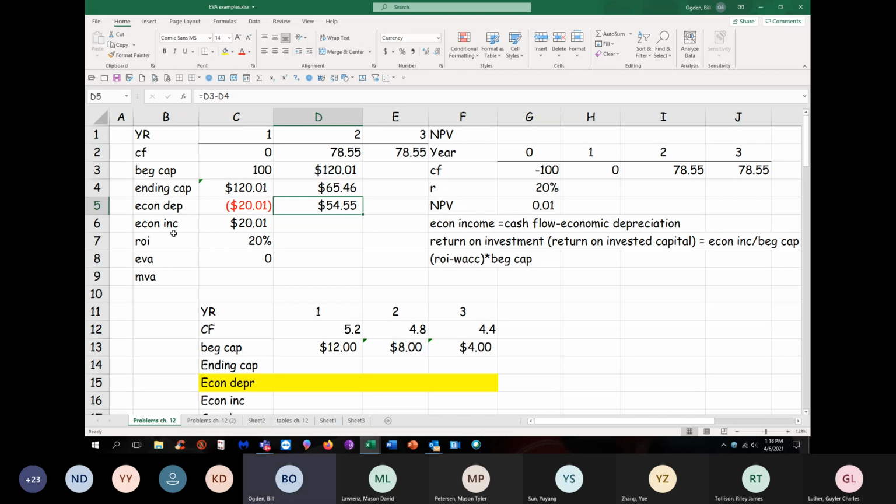Okay, and following the same procedure we did for year one, we'll take the cash flow and subtract the economic depreciation. All right, this is our economic income. Now, what's our ROI? Well, we earned $13 on beginning cap of 120. So let's try that.